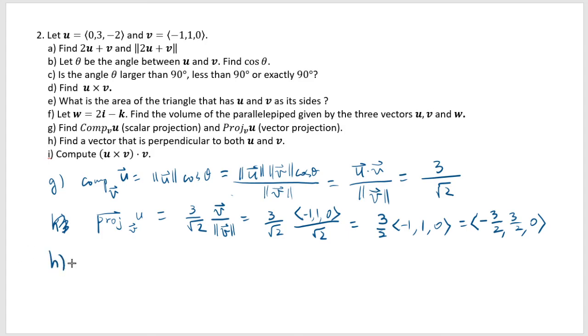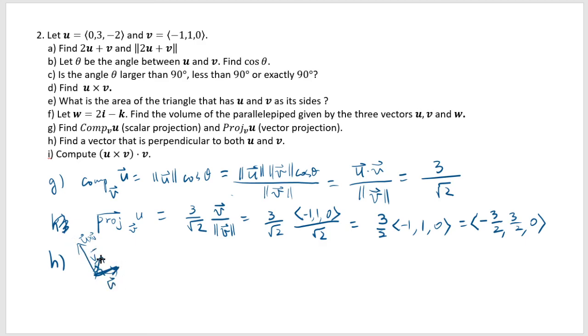Okay, H. Find the vector that is perpendicular to both U and V. Well, what do you know? That's exactly the cross product. I mean, there are many different vectors that are perpendicular to U and V, but if you have U and V, then there will be this U cross V, which would be perpendicular to both.